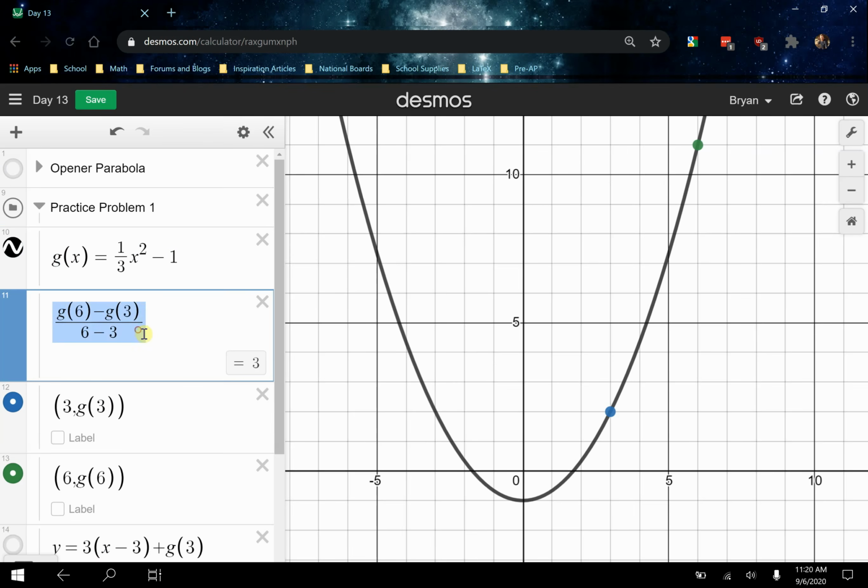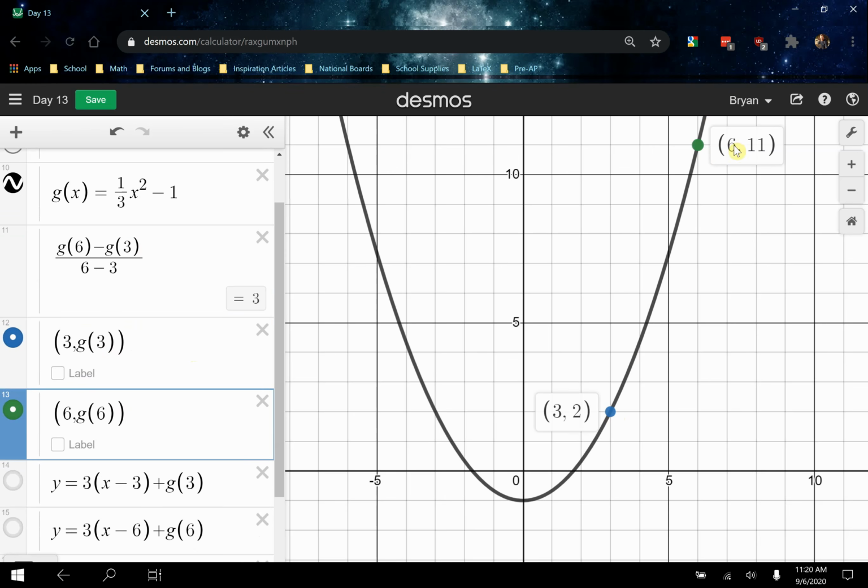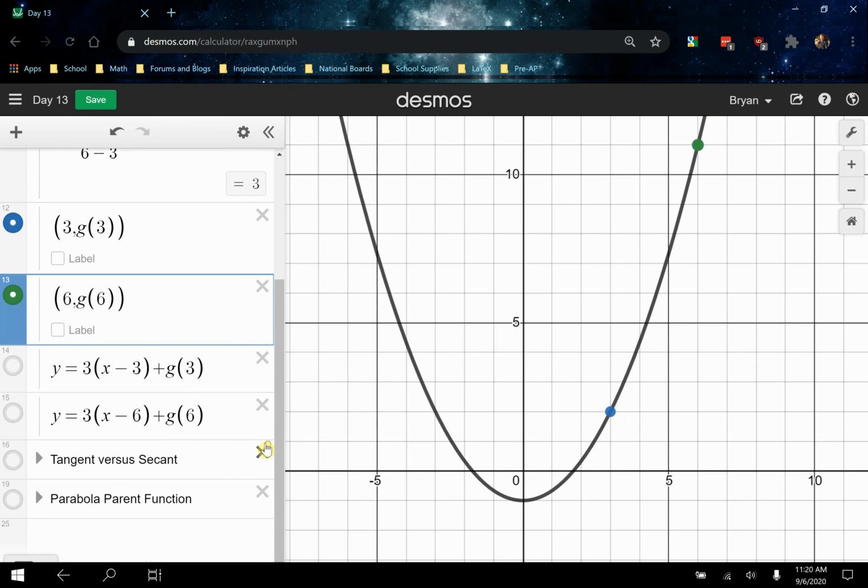So by doing this average rate of change, it's a very quick, efficient way to find that it's 3. Also, using that function notation lets me write points quickly. Here are the two endpoints, right? You can see them over here on our function. It shows us the two endpoints, and we were asked to write a secant line that passed through those.